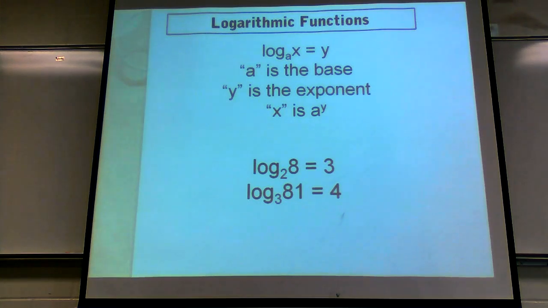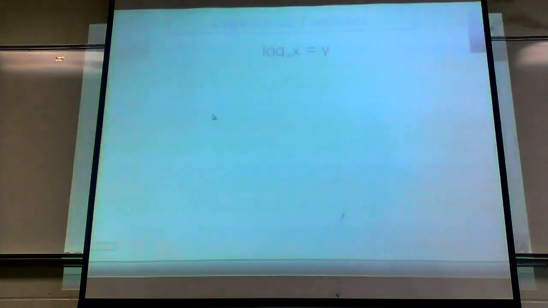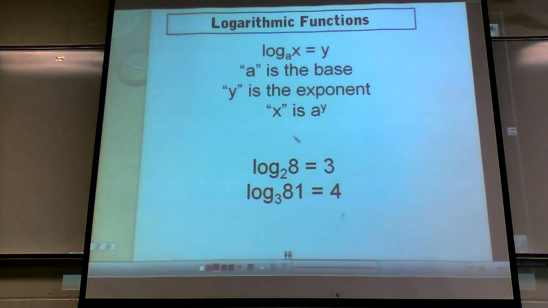All right, so your most basic ones would be ones like this, where they have log base 2, and they'll say evaluate. You've got to remember that you're trying to figure out what power you would raise 2 to, to get 8. Or they might say evaluate this, and you would put 4, because 3 to the 4th power gives you 81. That's the big thing to remember.